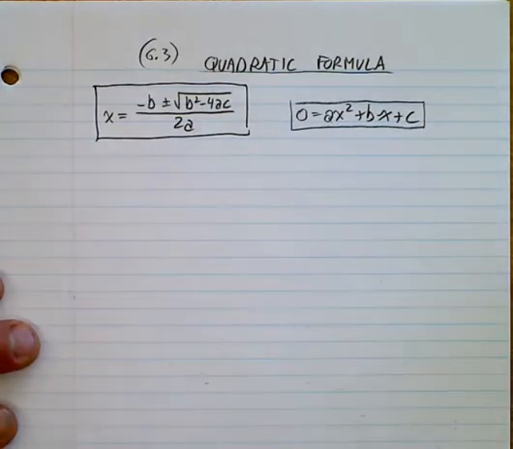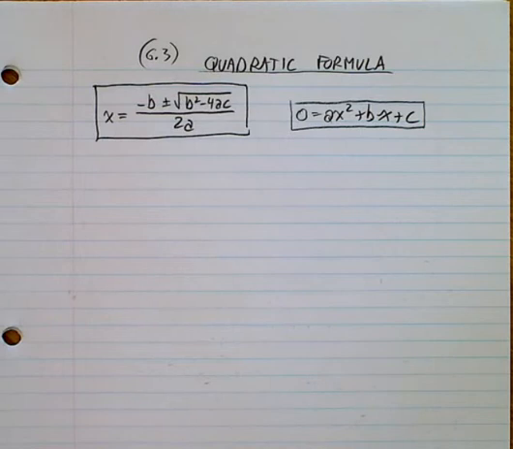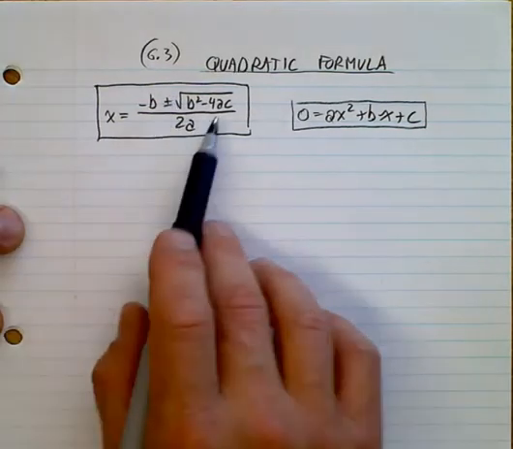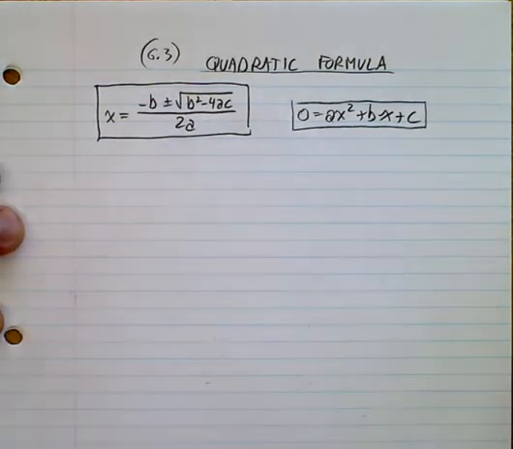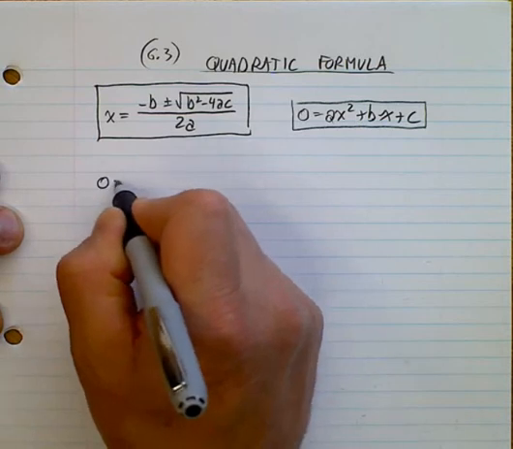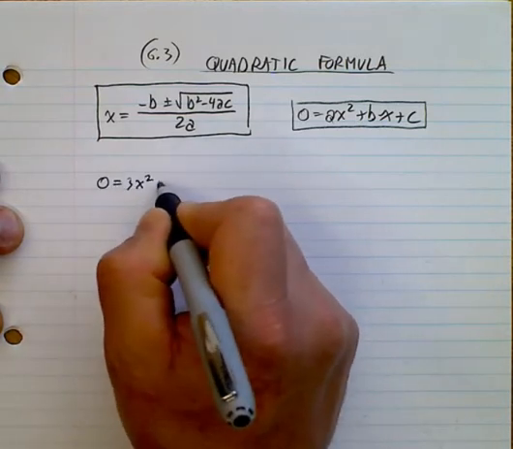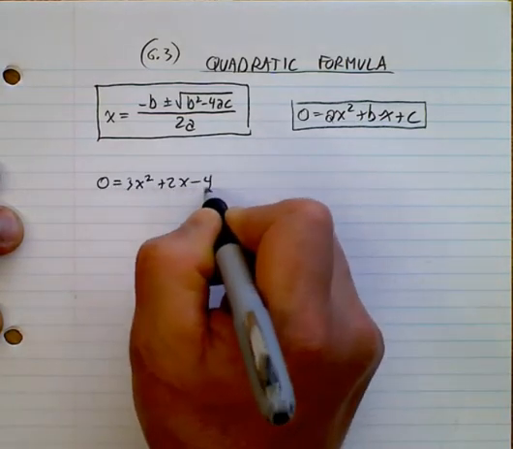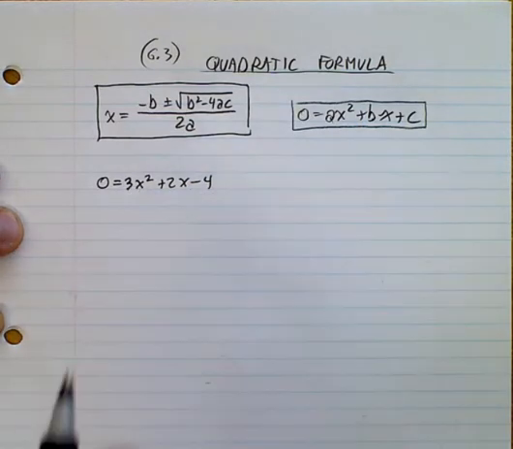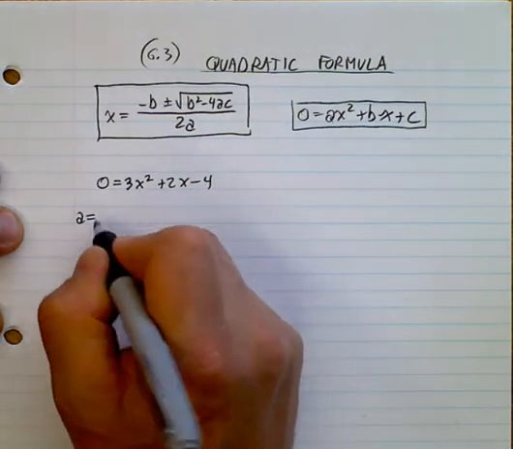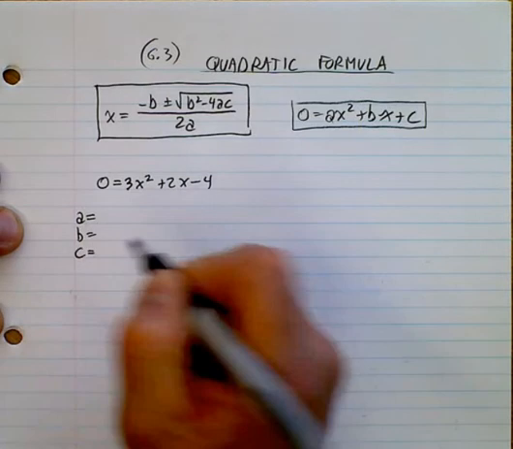Now, the a, b, and the c here come from the general form of the quadratic function. Now you're going to see a variety of different questions here, and you're going to have to deal with some radicals, like simplifying the expressions once you plug all the numbers in. So let's start with one right now. 0 is equal to 3x squared plus 2x minus 4. Hopefully you can identify easily the a, the b, and the c, because that is definitely the first step.